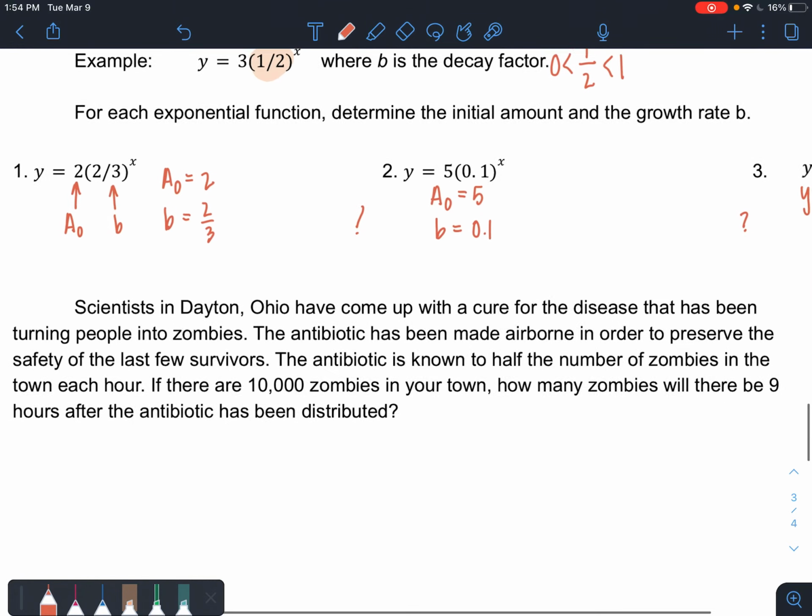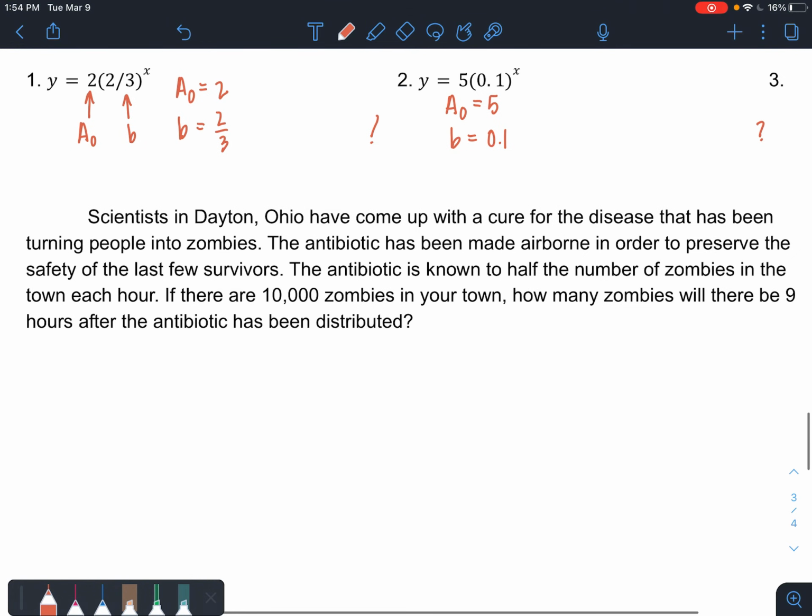All right, let's look at this example here. Scientists in Dayton, Ohio have come up with a cure for the disease that has been turning people into zombies. The antibiotic has been made airborne in order to preserve the safety of the last few survivors. The antibiotic is known to halve the number of zombies in the town each hour. If there are 10,000 zombies in your town, how many zombies will there be 9 hours after the antibiotic has been distributed?